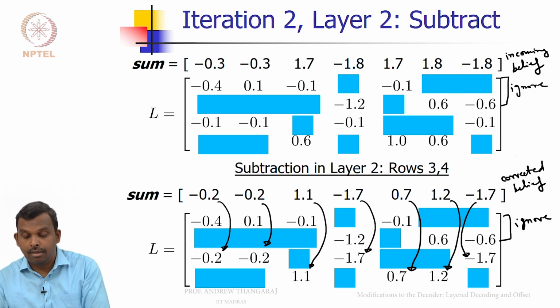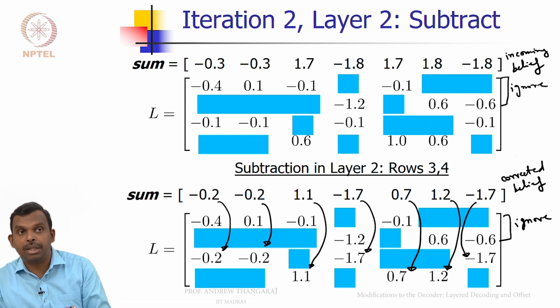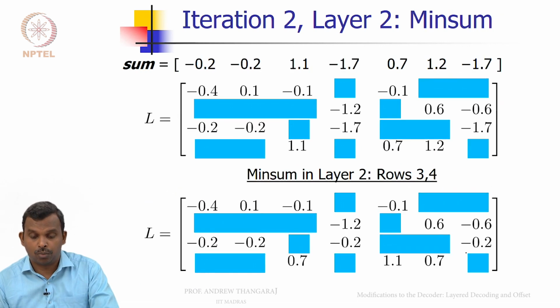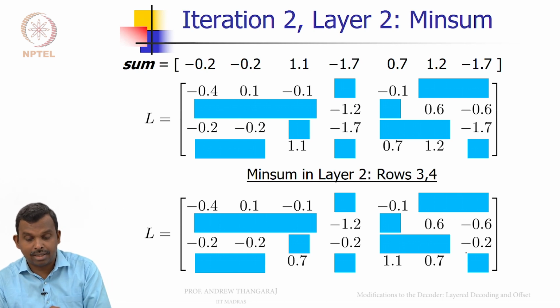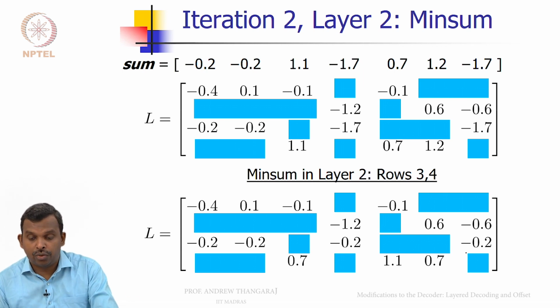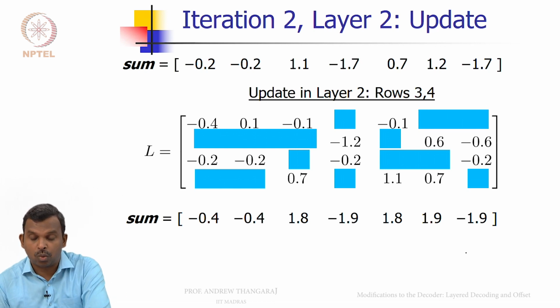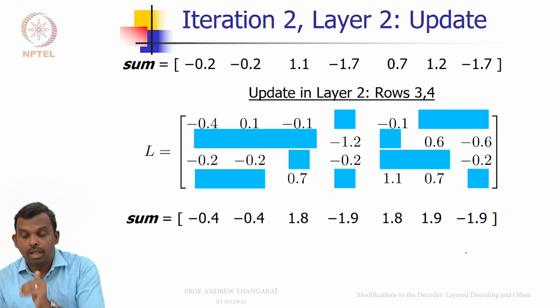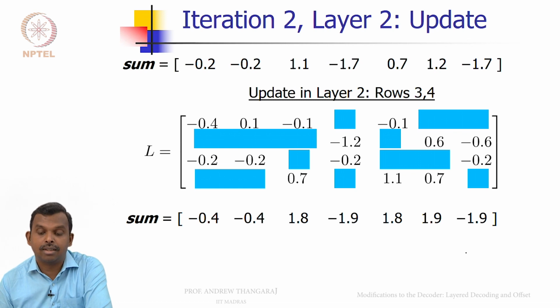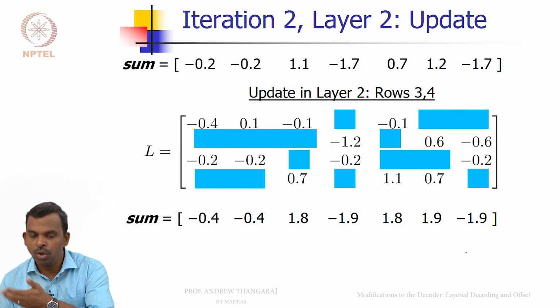Okay, and then once the corrected beliefs have been put in layer 2, you do MinSum just like before. Okay, MinSum happens here. I don't want to talk about this in great detail. I've done the MinSum, find the two minimums, do the overall parity, and assign it as before. And then once you finish the MinSum, it's just the update. Okay, and you have the overall belief. Okay, so this is the step that's repeated again and again and again. When you want to do more iterations, you repeat the same thing: subtract, MinSum, update, subtract, MinSum, update.